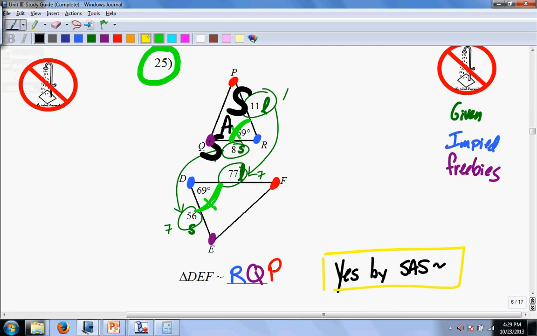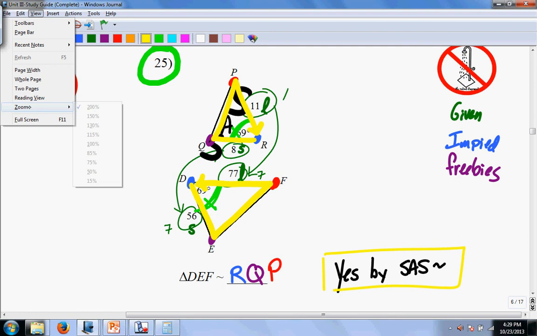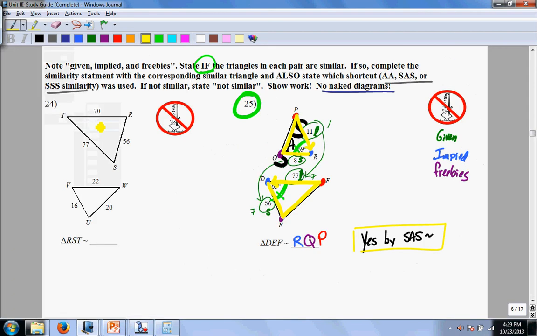So we have DEF is similar to RQP by side angle side. Follow a similar process of given, implied, and freebies. You want to fill out this blank with the 3 letters of the corresponding letters, and then tell me whether it's side, side, side, side, angle, side, or angle, angle, similarity here, or not similar, depending on the situation.